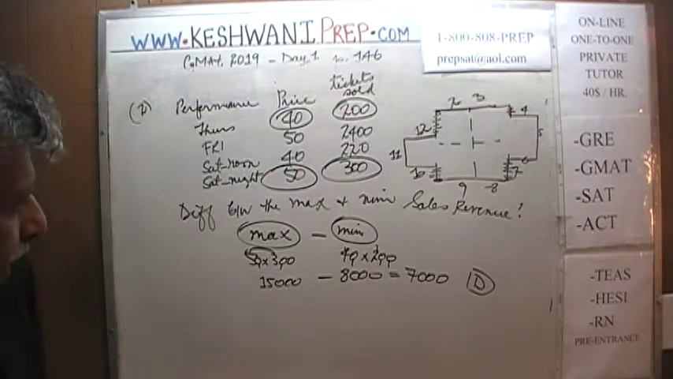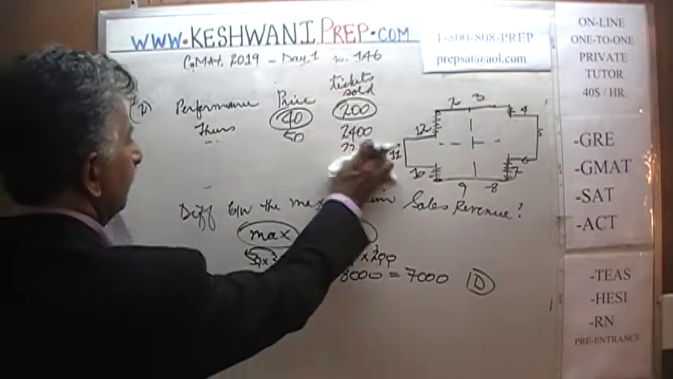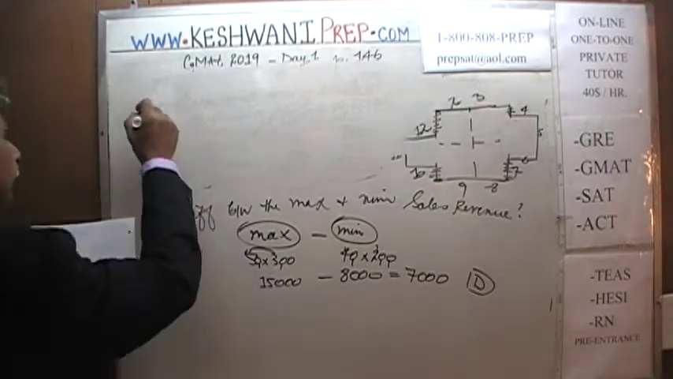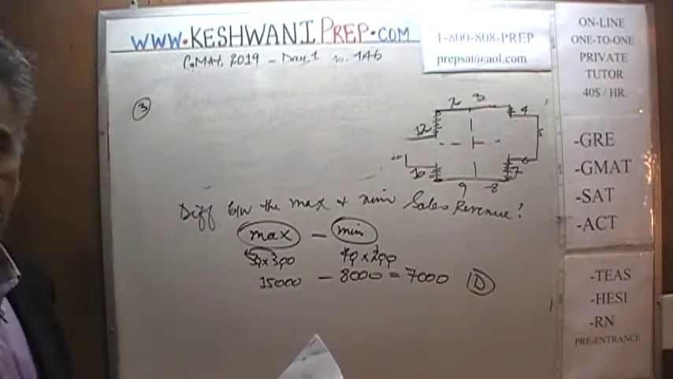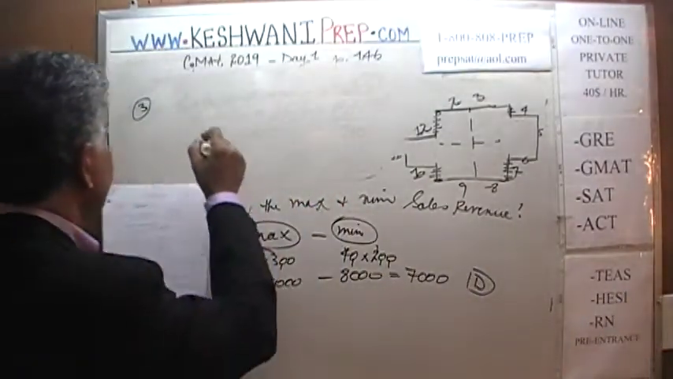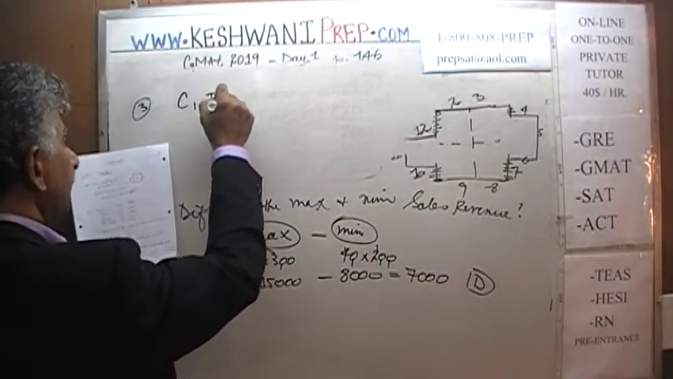Let's move on then. Number three. In number three, we are told that we have five people. I'm not going to write their names here, just the initials C, J, M.